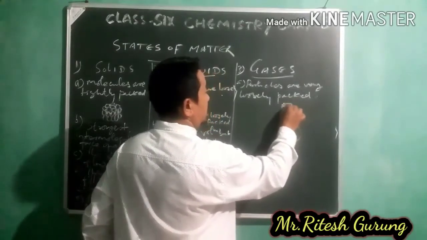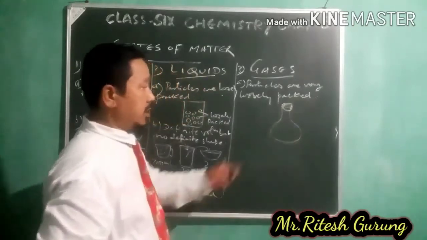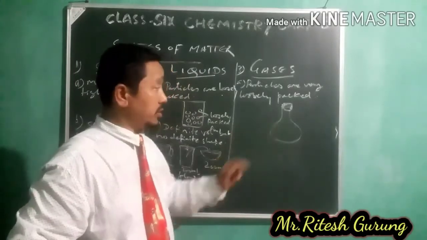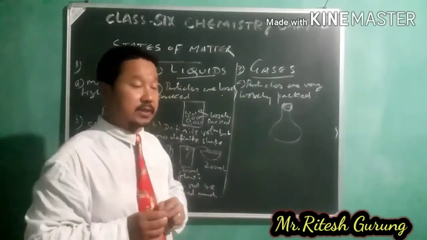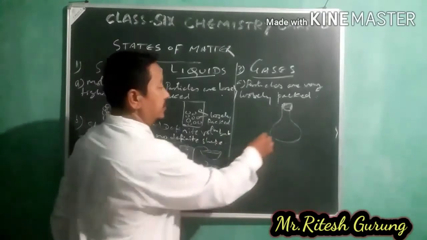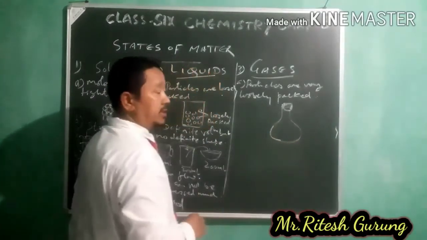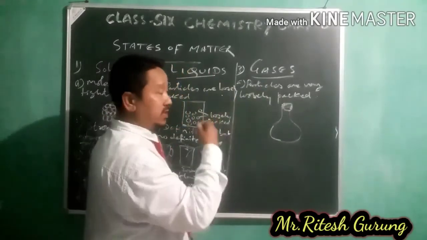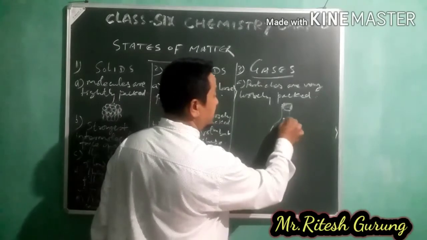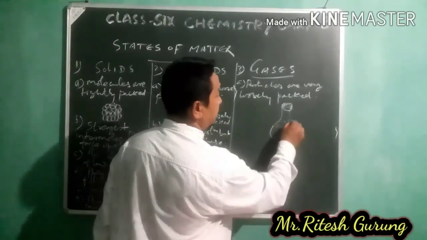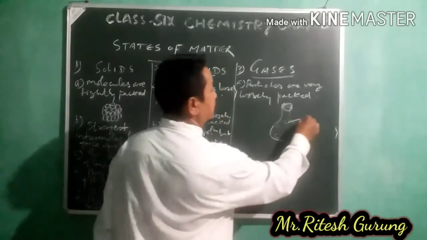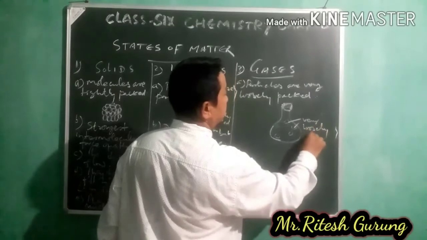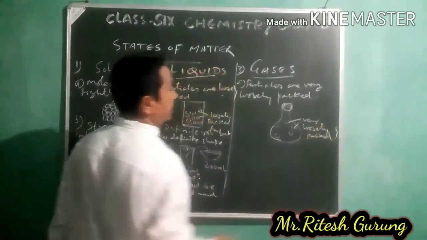Suppose this is a container. Any kind of bottle is shown here. You find this kind of bottle in the physics or chemistry lab. Suppose this is a container or bottle filled with, let us say, chlorine gas or any other gas, maybe oxygen. Here the particles are found like this. The particles are very loosely packed here.